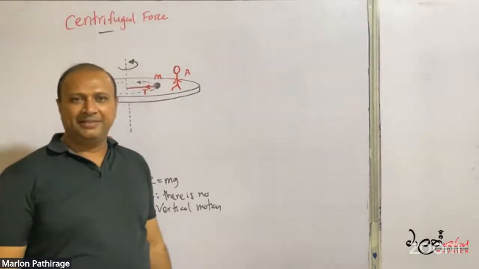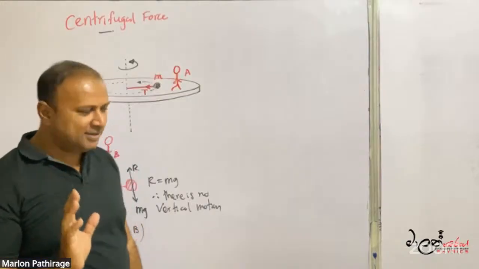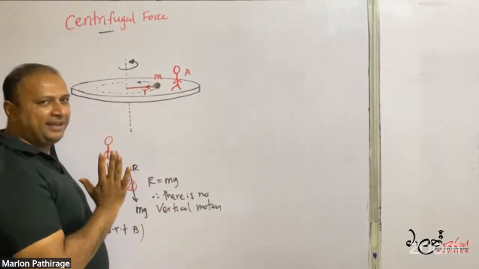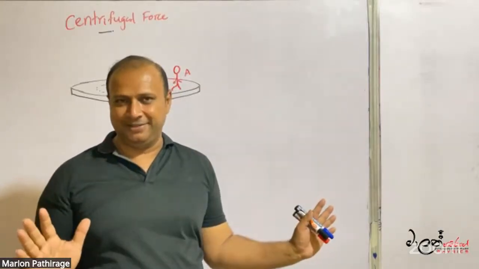Now, this is the most interesting part today. Suppose A has no evidence of rotation.